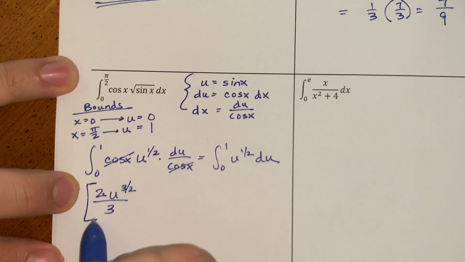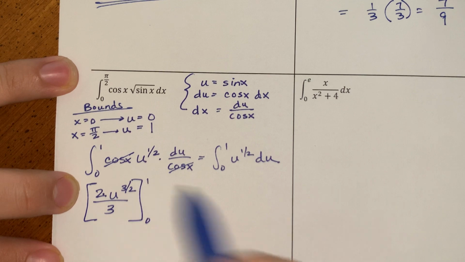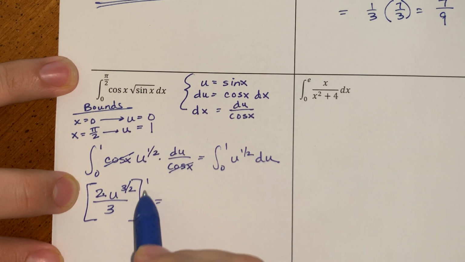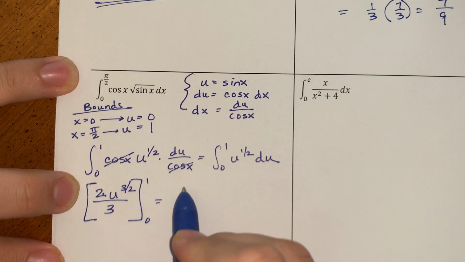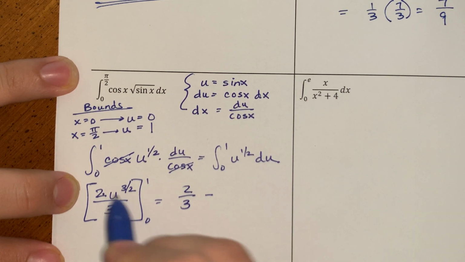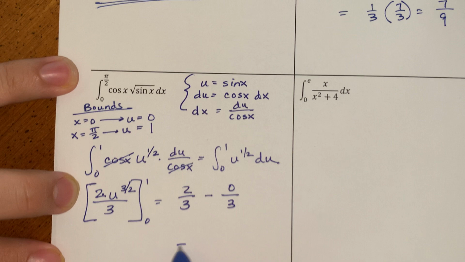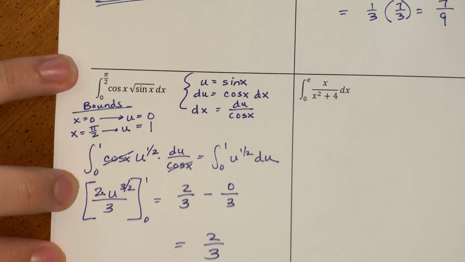Yeah, and that's going to be from 0 to 1. So when I plug in my upper bound, that's going to be 2 times pretty much 1, so 2/3, minus, and if I plug in 0, that'll be 0 over 3. So then my final answer is 2/3. Okay.